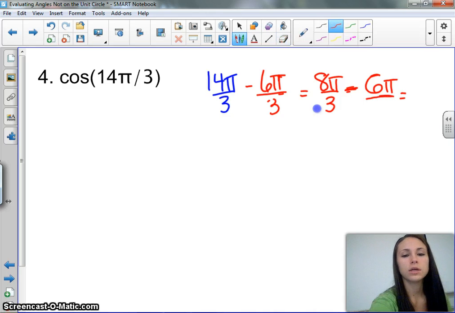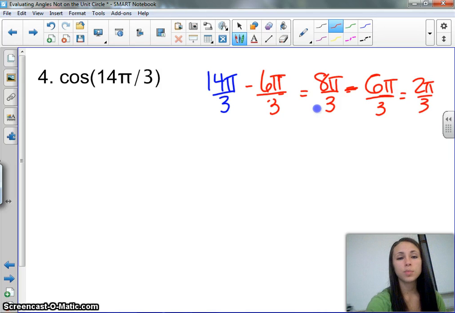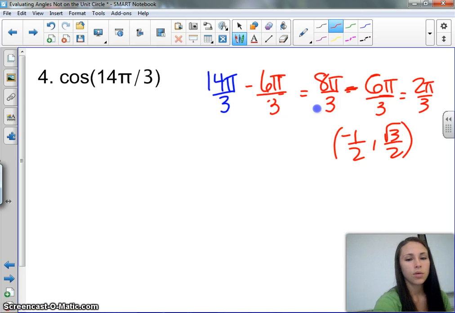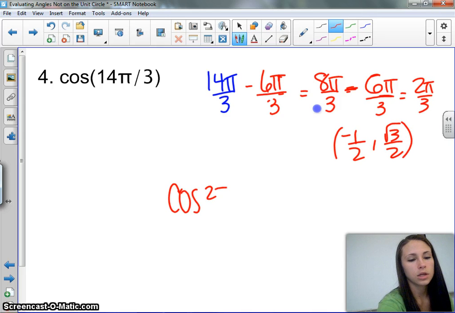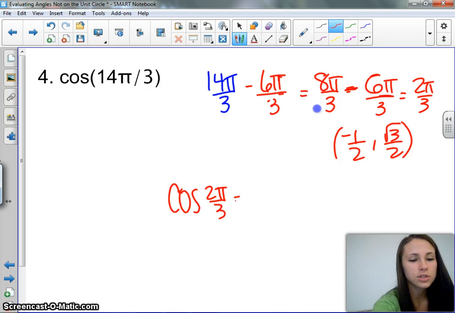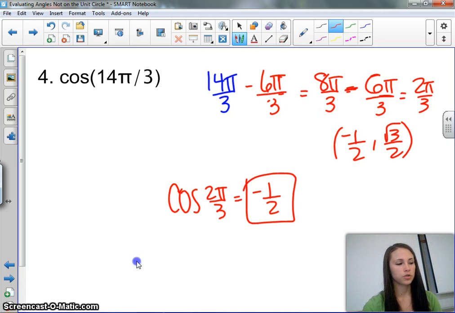And so when I do that, that's going to end up giving me 2 pi over 3. And 2 pi over 3 is on the unit circle. And at 2 pi over 3, I'm going to have -1/2, square root of 3 over 2. So I'm finding the cosine at 2 pi over 3. So cos goes with x. And so this is just going to be -1/2 at 2 pi over 3.